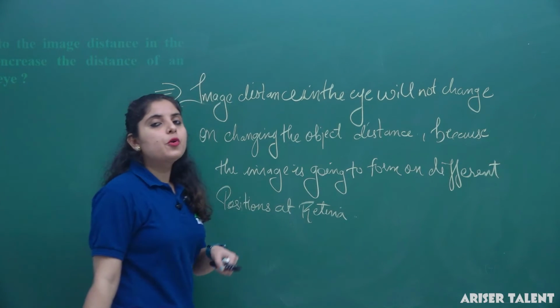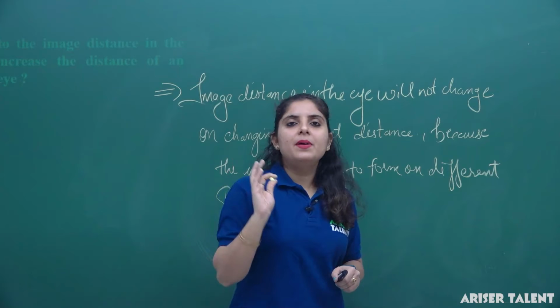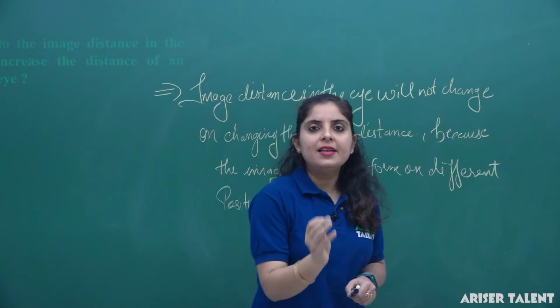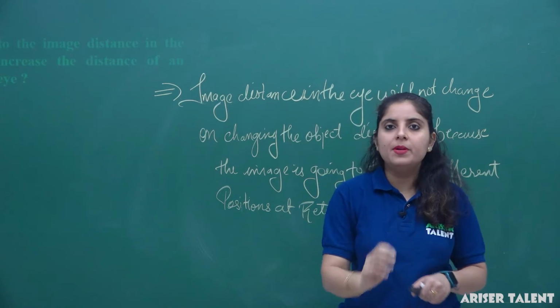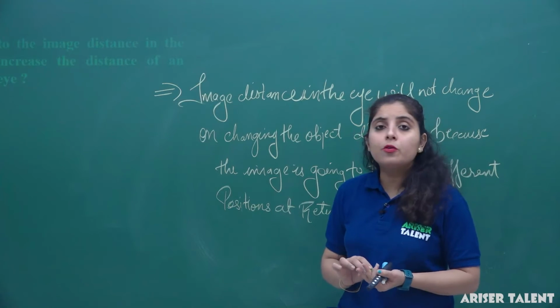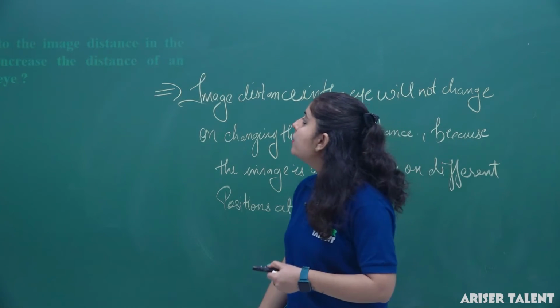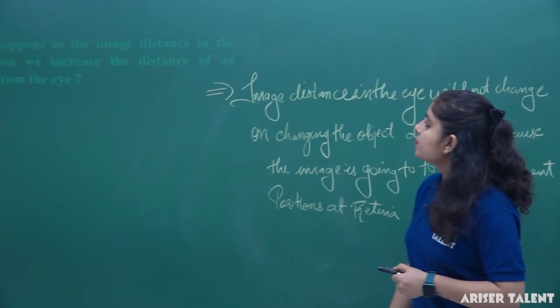Only the image is going to form at the different positions, but the distance between the retina and the image formation will not be affected in this case. So this is the answer for this problem, and now we are moving forward to the next question we have.